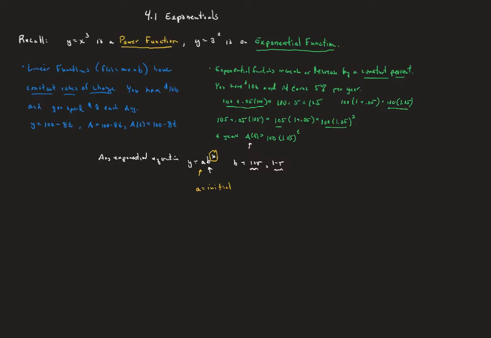So another example here. A car decreases in value by 20% per year.